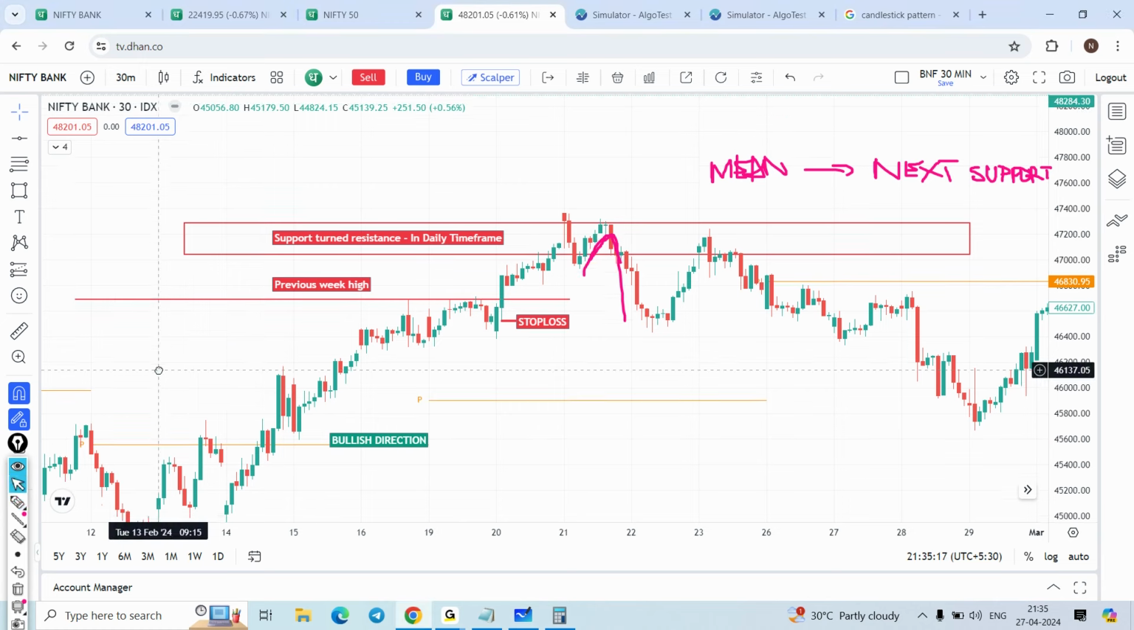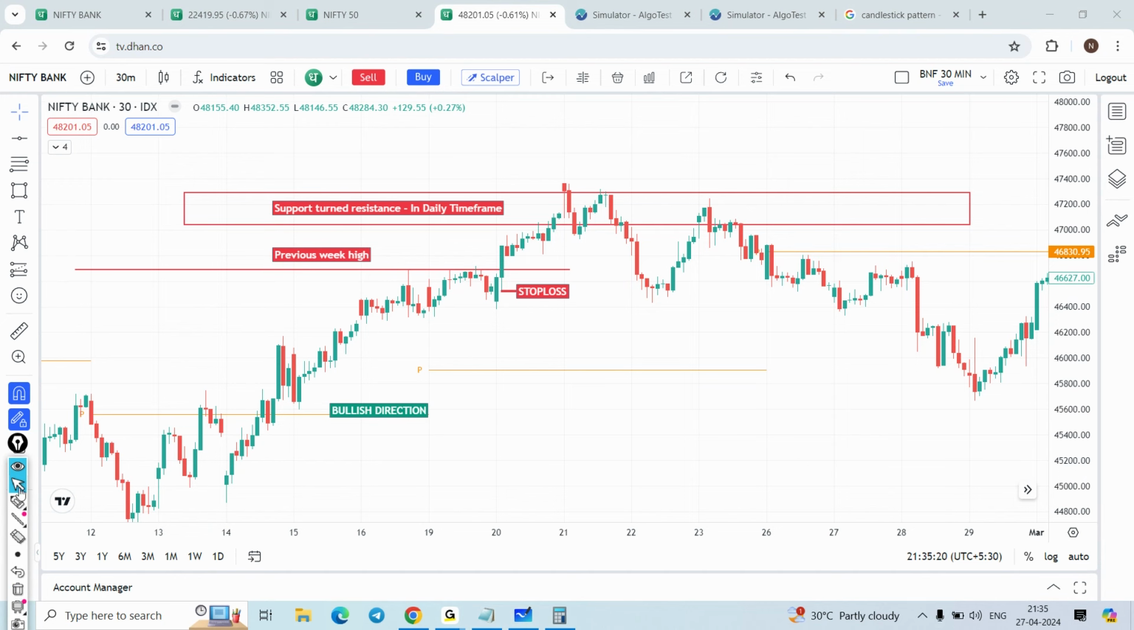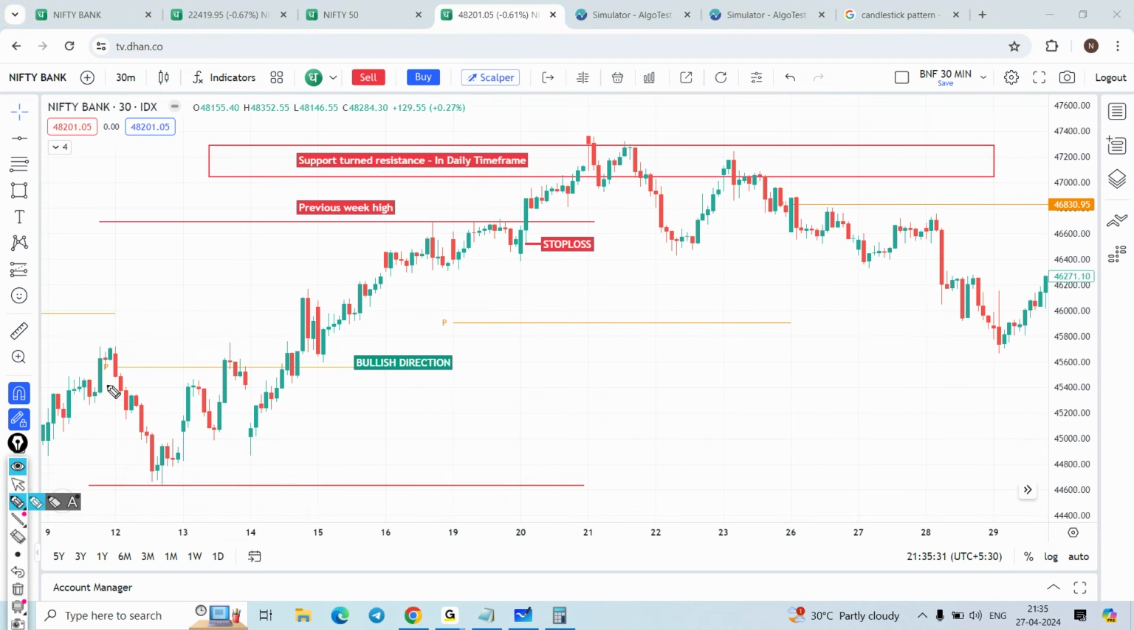What is the next support? Here in the 30-minute time frame, can you tell me what is the next nearest support? Just look at this. First day rejected, second rejected, third day price came, took support, rejection. Next day took support, rejection. What's happening? Resistance turned into support. Do you agree with this? Is this a good nearest support zone or support area? Yes, no. Other than that, there is nothing to see.